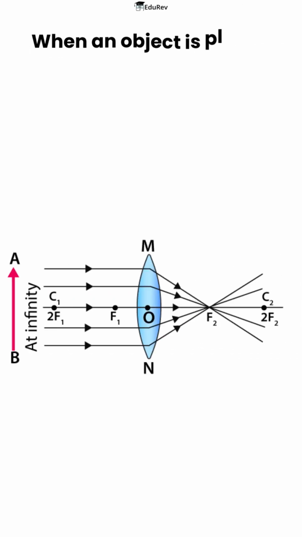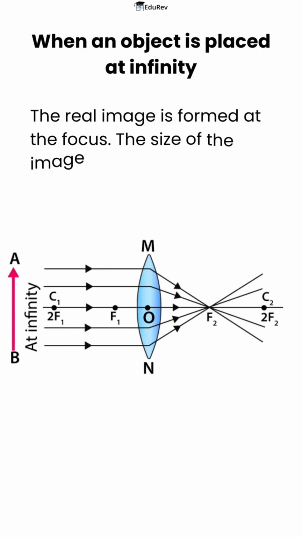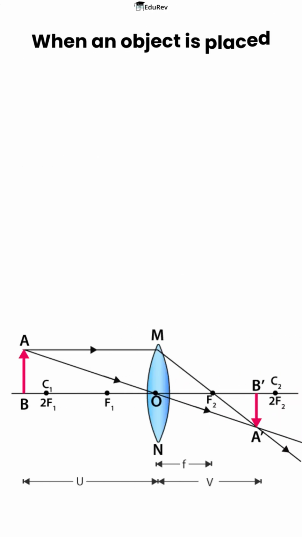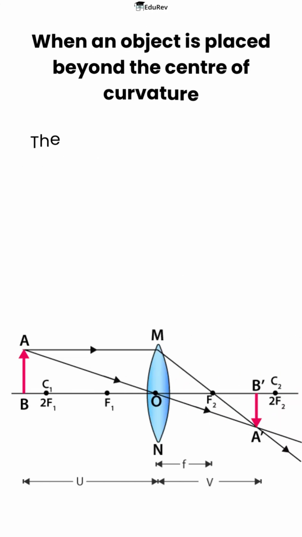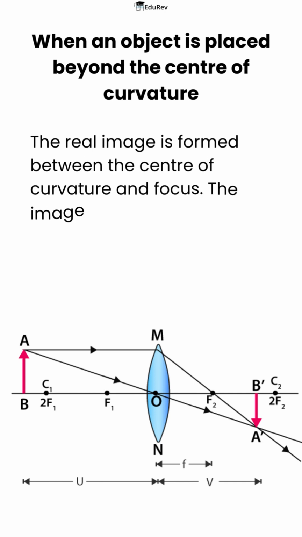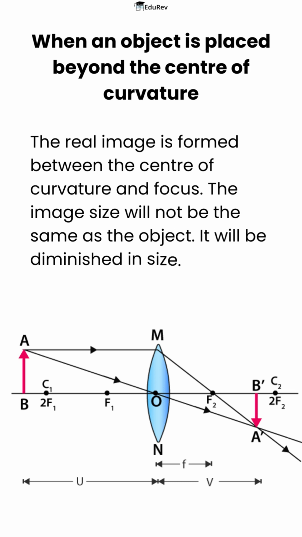Image formation by convex lenses. When an object is placed at infinity, the real image is formed at the focus. The size of the image is highly diminished and point size. When an object is placed beyond the center of curvature, the real image is formed between the center of curvature and focus. The image size will not be the same as the object. It will be diminished in size.